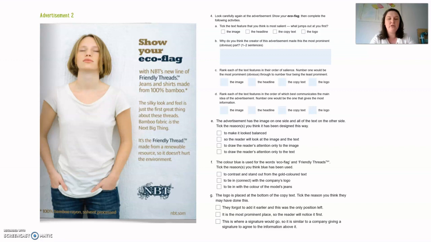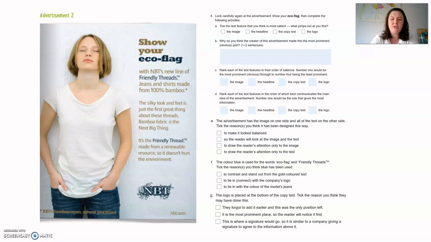All right, the next one is F. The color blue is used for the words eco-friendly threads. Tick the reason you think this has been used. So if you don't notice, the eco-flag and the logo share the same navy blue color. So you need to decide why you think that's been done. Is it to contrast and stand out from the gold-colored text, to tie in with the company's logo, to tie in with the color of the model's jeans? So go and tick which one do you think it is.